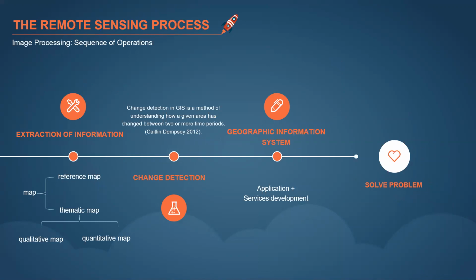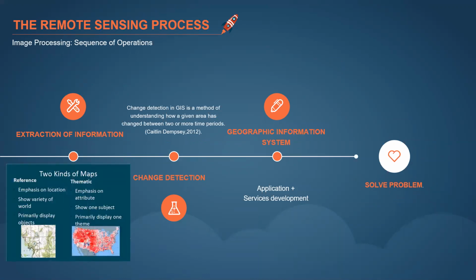Then we have extraction of information. Actually, the main purpose of this section is to transform the processed information into different types of maps. Broadly speaking, there are two kinds of maps, reference maps and thematic maps. The reference map emphasizes the location of objects in the world, also shows variety of the world, and primarily displays physical objects. The thematic map, on the other hand, emphasizes attributes.